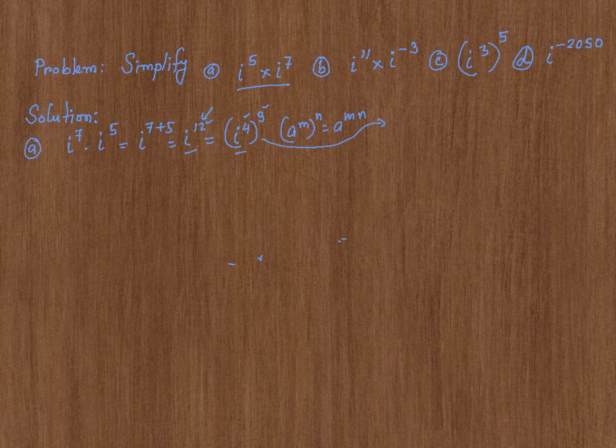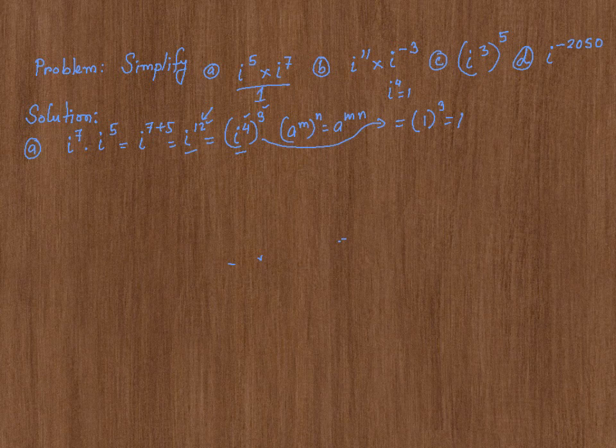Now let's go back here. So this is equal to i to the power 4, we know is 1. Remember that i to the power 4 is equal to 1. So 1 cube, which is just 1. So this evaluates to just 1.